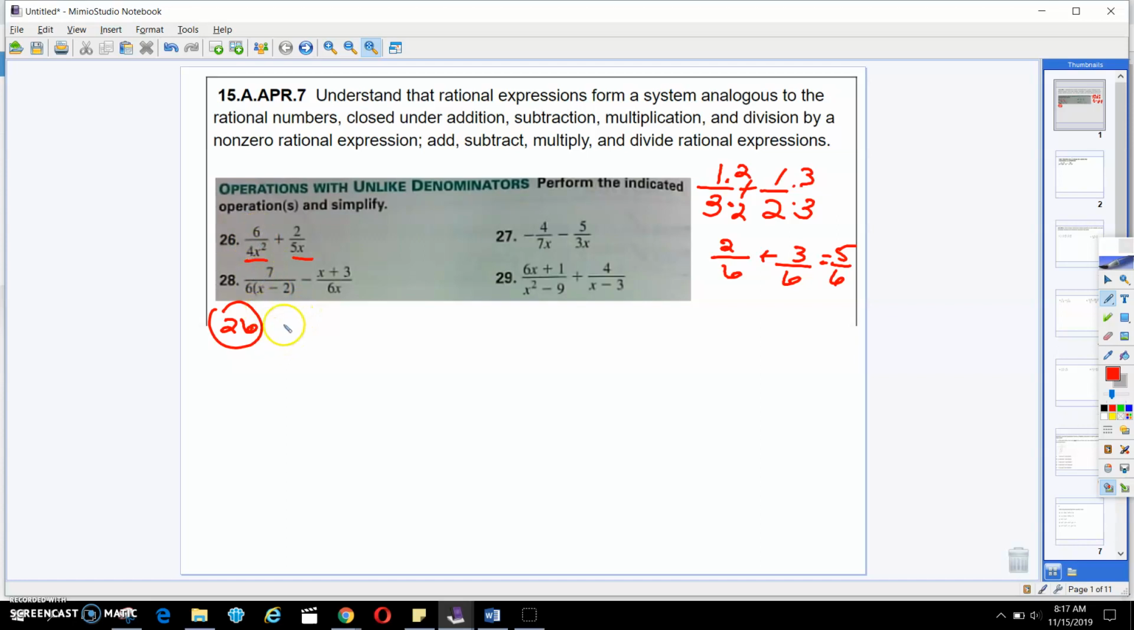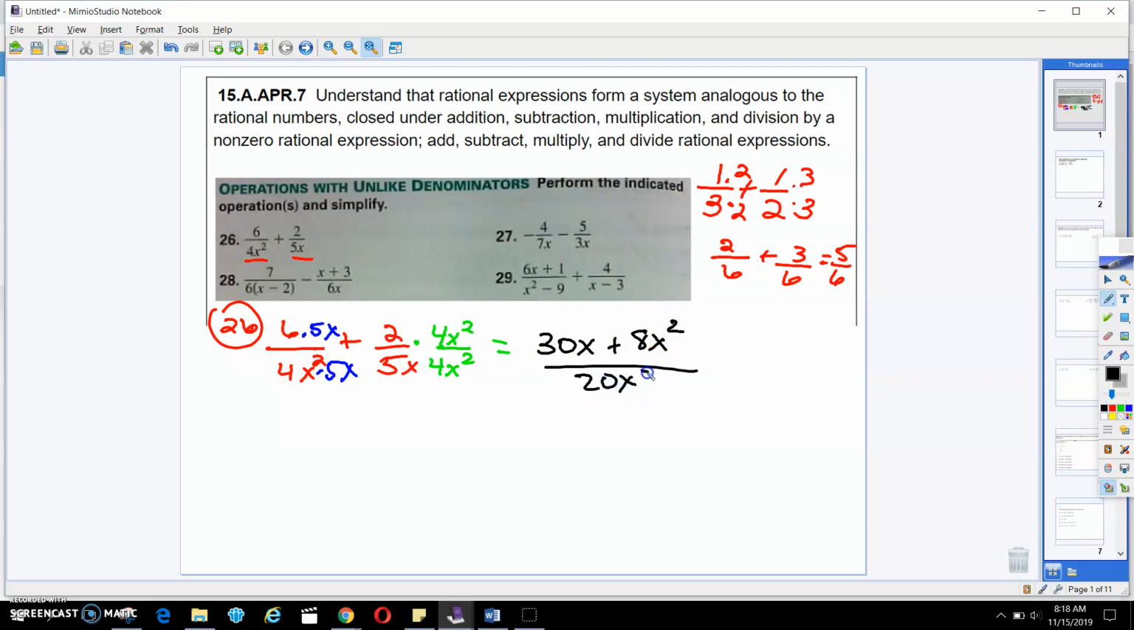So for instance, this is going to be 6 over 4x to the second plus 2 over 5x. We're going to multiply by the denominators. So we're going to multiply this one by 5x over 5x, and we're going to multiply this one by 4x squared over 4x squared. All right, so when we do that, we're going to get 30x plus 8x squared over 20x to the third power.